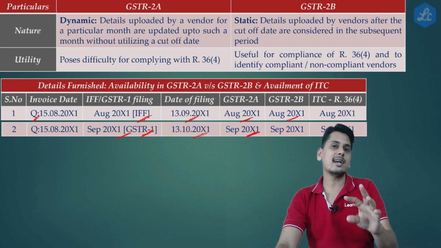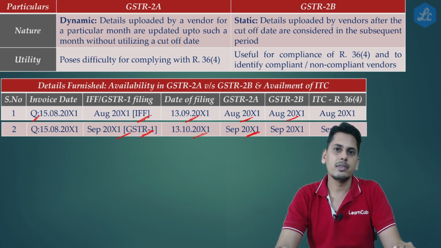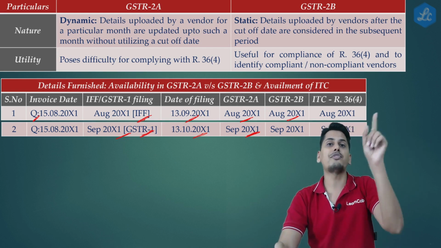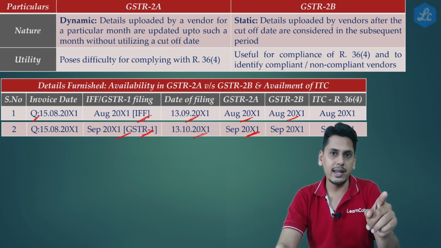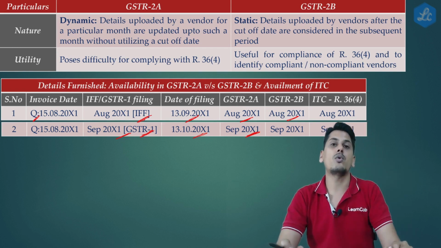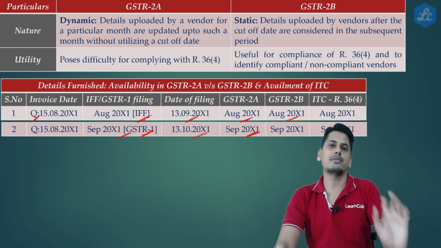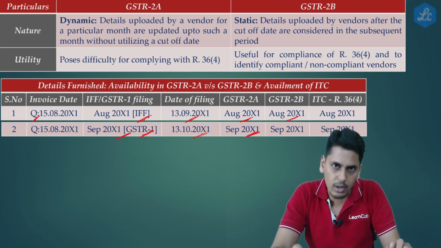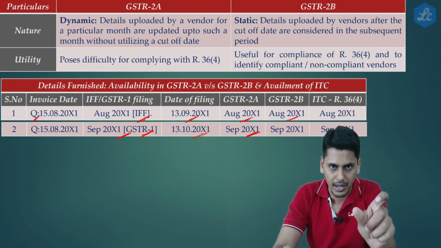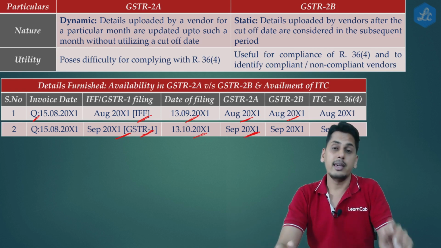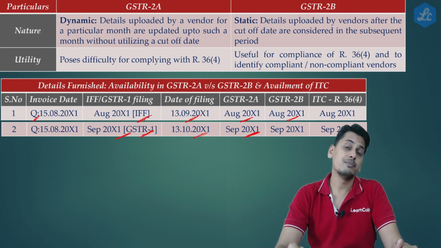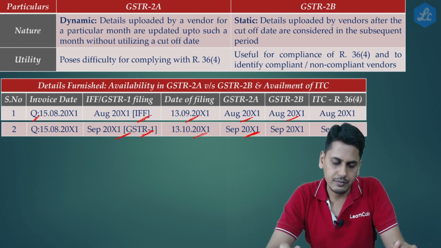So friends, as regards the quarterly filers, for the invoices which they have raised for the quarter, if they file it in GSTR 1 of the quarter, then it would appear in GSTR 2A of the last month of the quarter. So in this case, friends, they are going to include it in GSTR 1 of the quarter. The quarter is July, August, September. So therefore, it would appear in GSTR 2A of September.